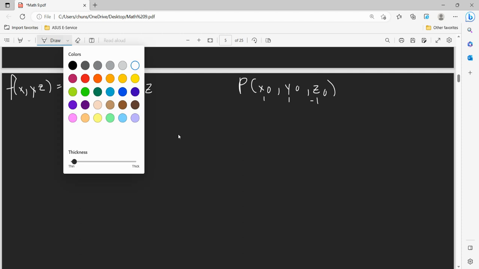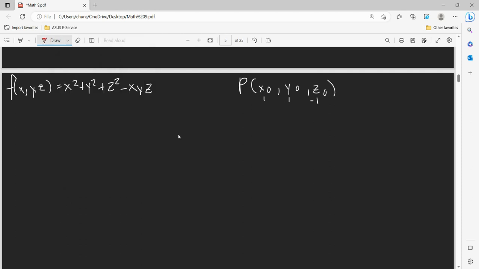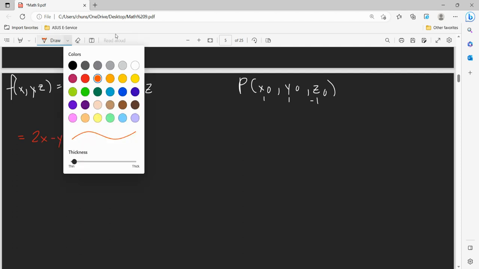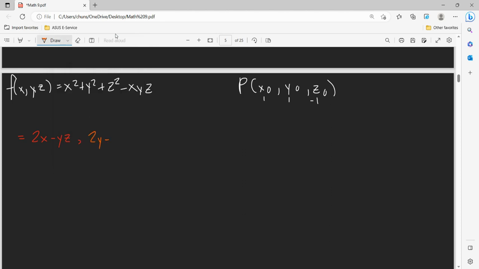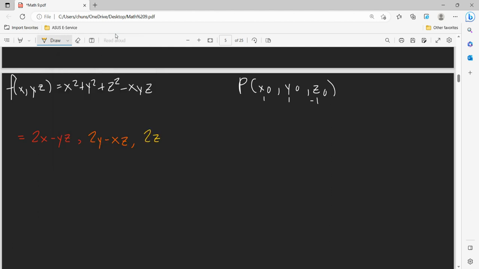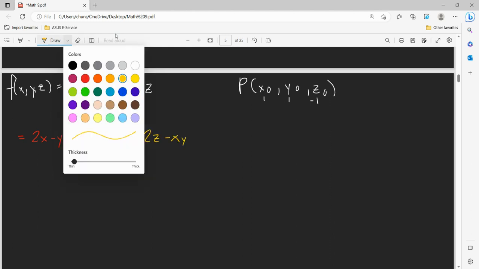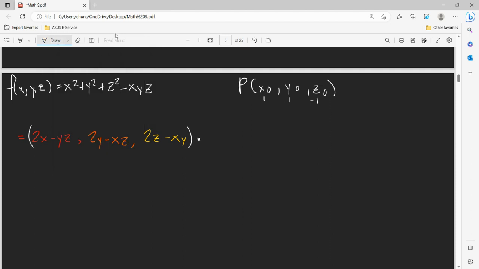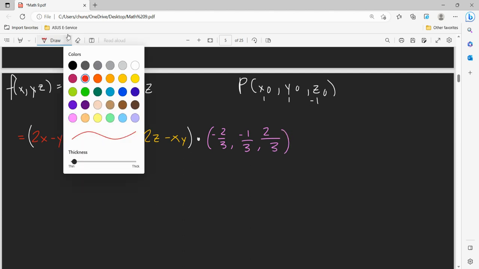Okay, so when we do this, we're going to start with respect to x first. This is equal to 2x minus yz. With respect to y, this is 2y minus xz. And with respect to z, this is 2z minus xy. And this is multiplied by our unit vector, which we found to be -2 over 3, -1 over 3, and +2 over 3.